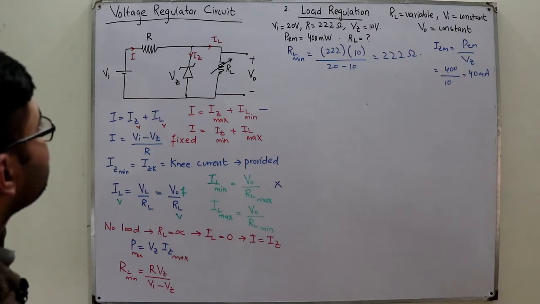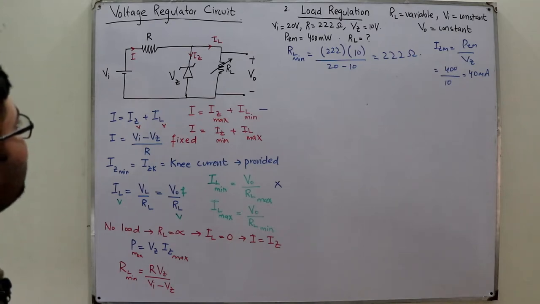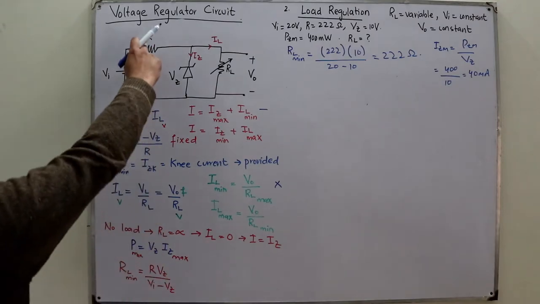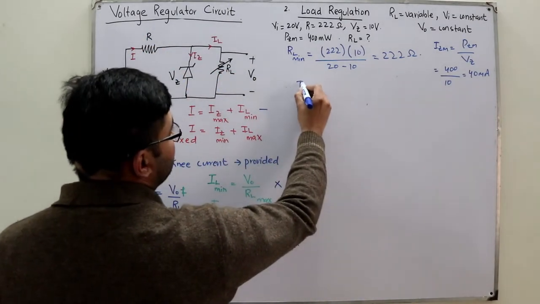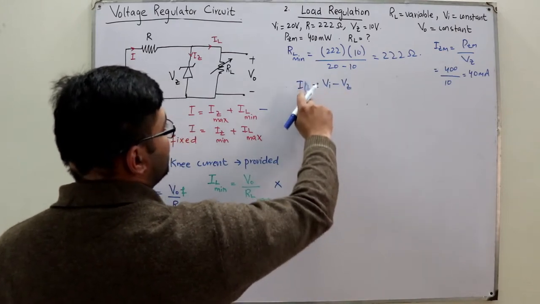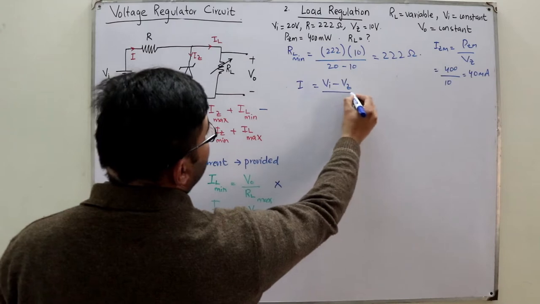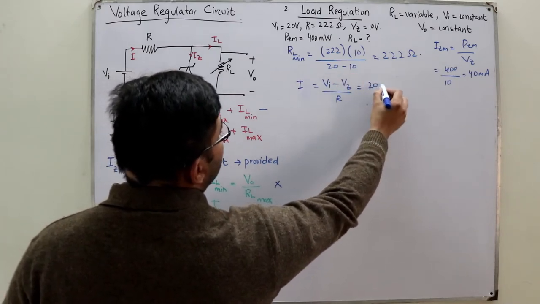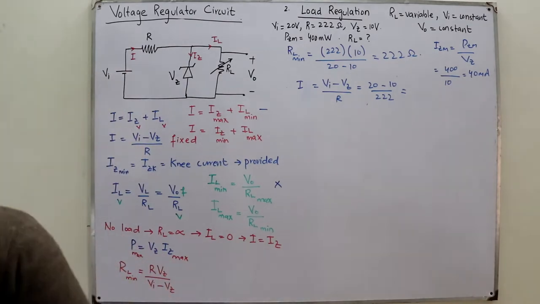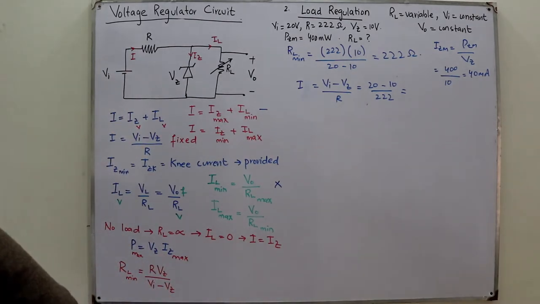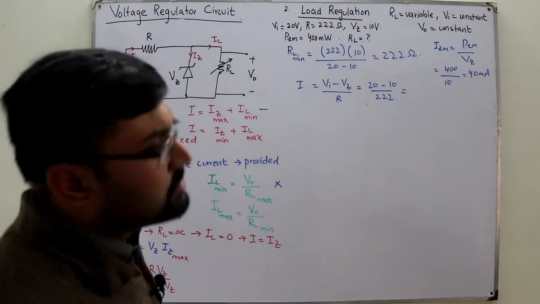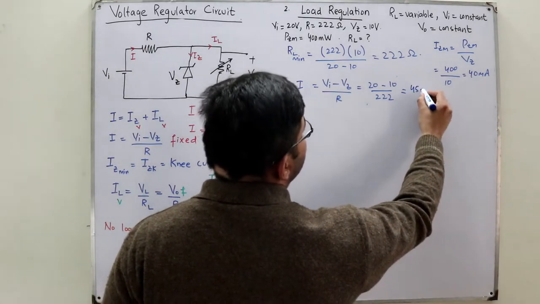You can find it out. This one, I times R is VI minus VZ, or I is equal to VI minus VZ upon R. So you have VI is 20, VZ is 10, the value of R is 222. I comes out to be 10 upon 222, which comes out to be 45 milliamperes, I believe. You can do it by yourself, it's 10 divided by 222. So this becomes 45 milliamperes, although you can check the calculations.